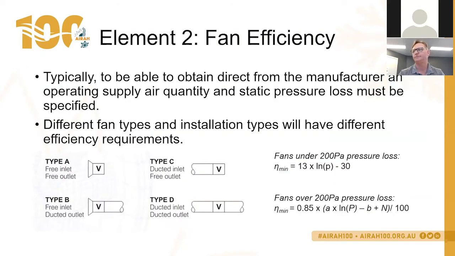Okay, for the fan, to determine the fan efficiency, we've got the two calculations or the two formulas there. But you also need to be aware of the type of installation of the fan. So is it a free inlet, free outlet? That is typically a fan within an air handler, a free inlet, free outlet fan. Or you've got a ducted fan, so it has ductwork on one side of the fan or the other side. And that determines whether you've got a type A, B, C or D installation.